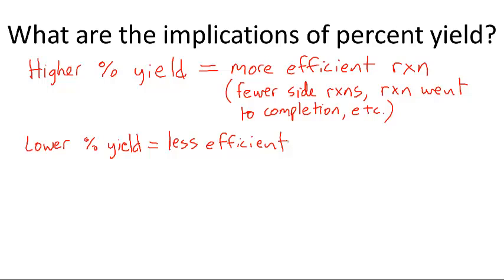Yeah, so 90% yield for each individual step. If you have 15 steps, you're down to 20% yield overall. And for a lot of syntheses, that would be really great.